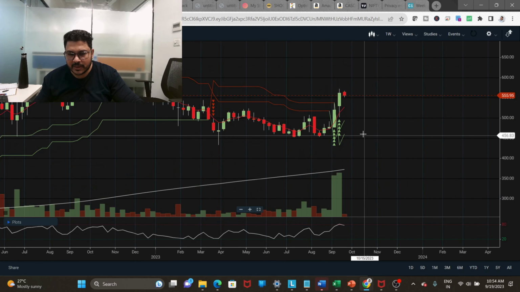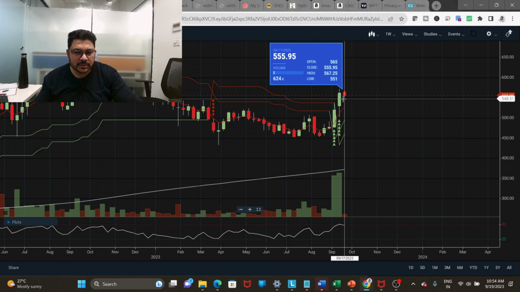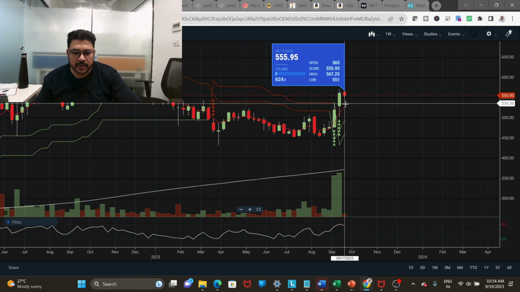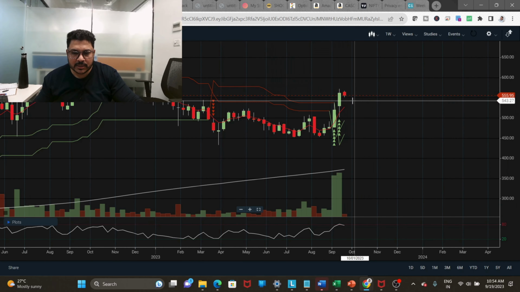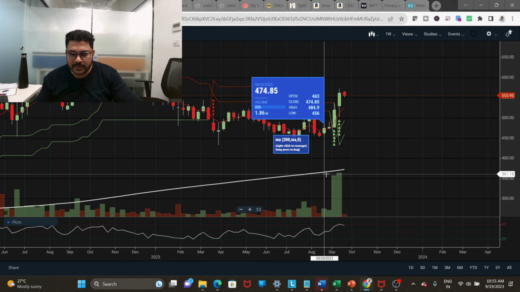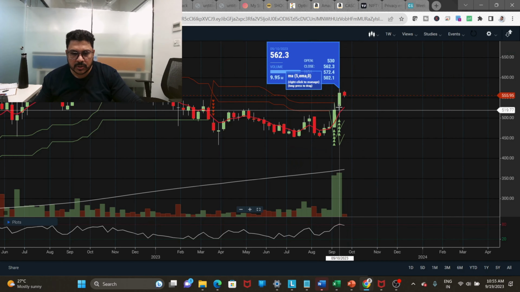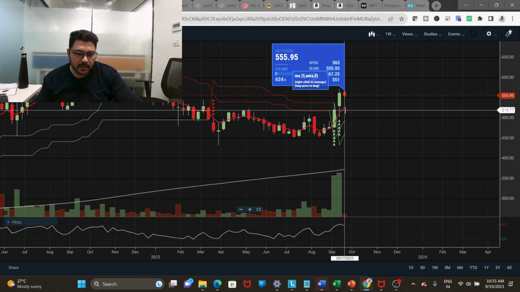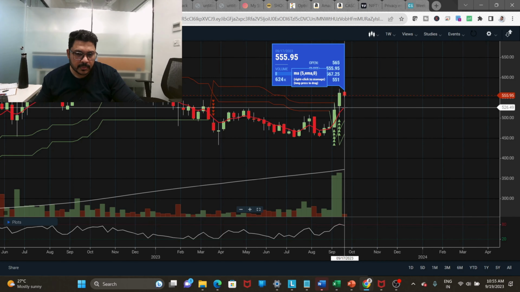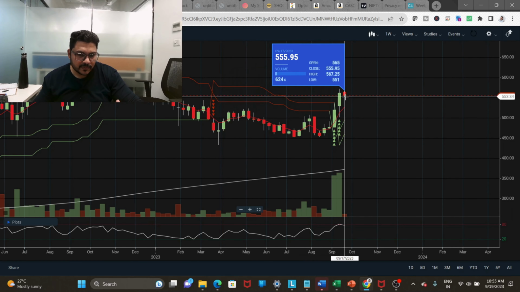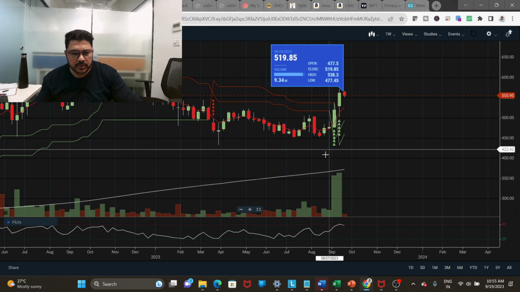Even if you see this on a weekly basis, the candle has closed above the super trend, and this week it might retrace 50% up to 539. You can buy this. The volume is good. Breakout has happened. You can invest in this stock. It's a good 500. Price of the stock is about 555, which is a good stock for you to invest.